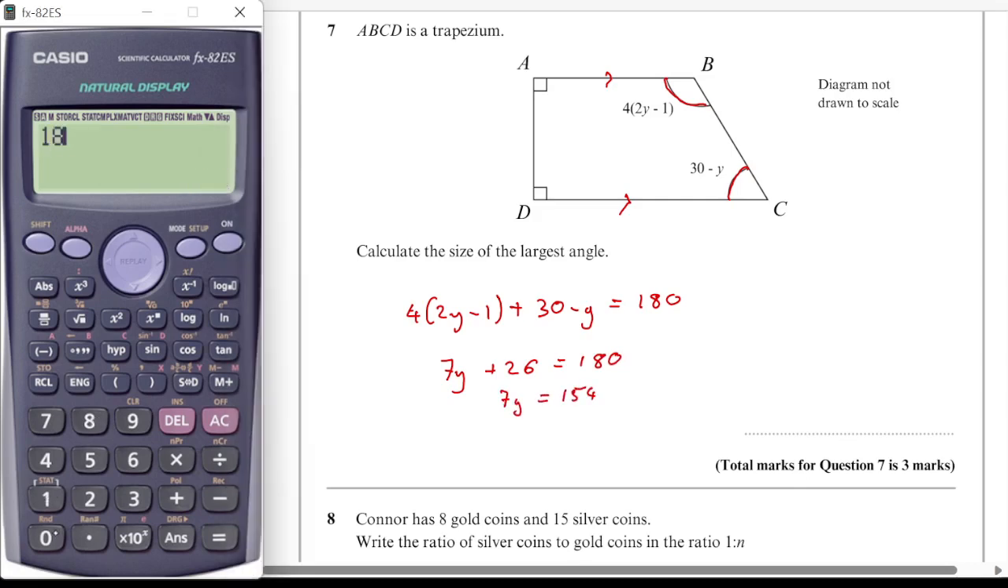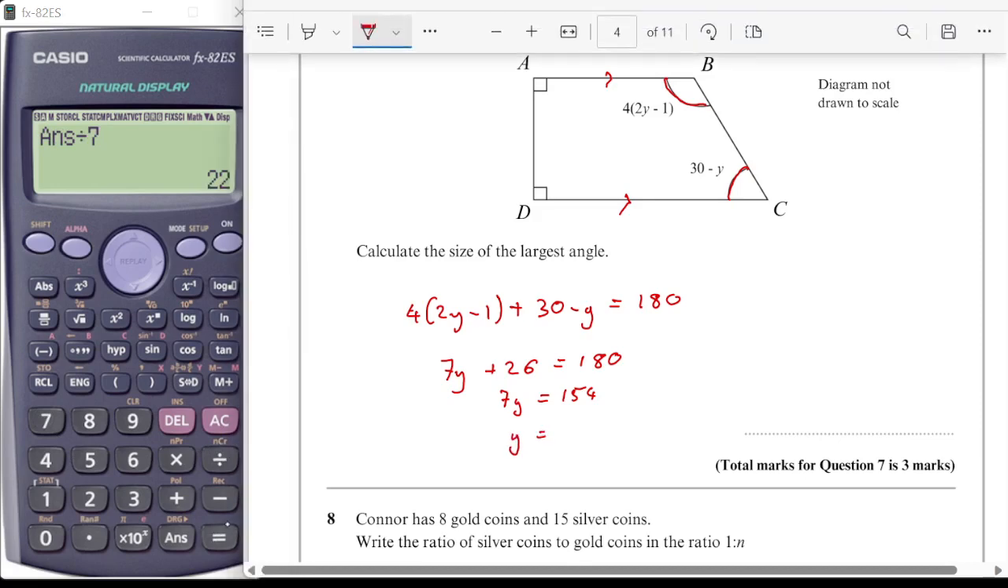So double check all my calculations. Very common dropping a mark because I'll do something in my head quickly and not rely on my calculator. Divide that answer by 7. So I get, dividing both sides by 7, I get y is equal to 22. Now that's not technically the answer. We were asked to work out the largest angle.